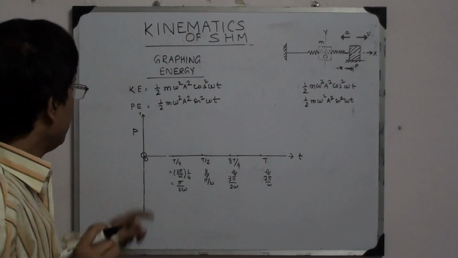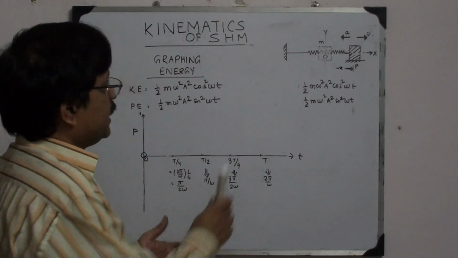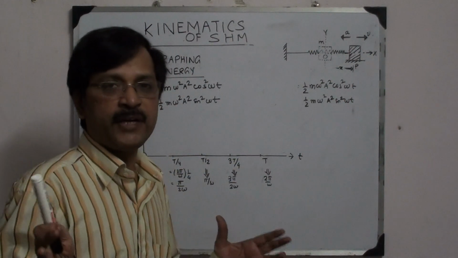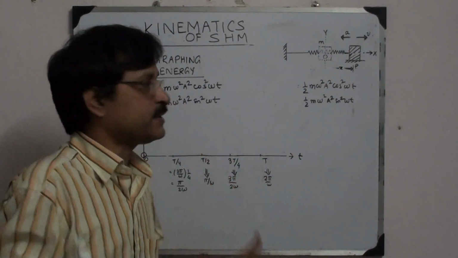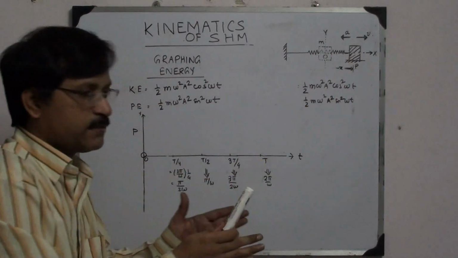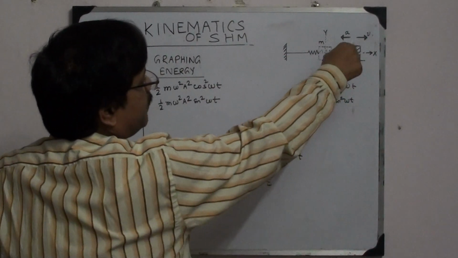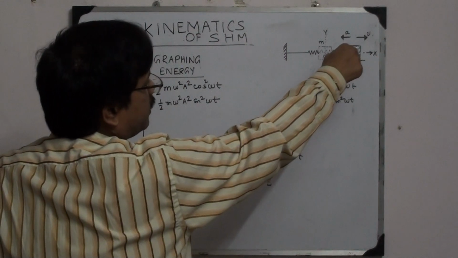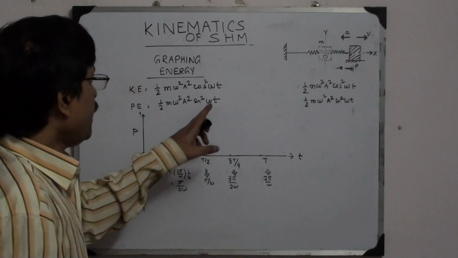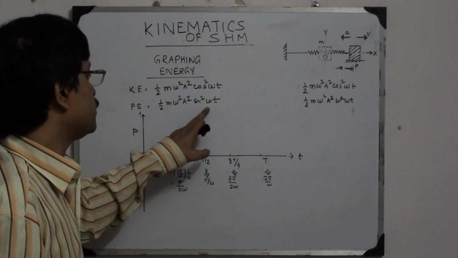What about at T by 4? What is T by 4? The T by 4 is the 1/4 of the journey, 1/4 of the total time period, or 1/4 of the cycle of SHM. So in that 1/4 cycle, the body has reached from O to P with maximum extension. And here the potential energy is maximum because there is no velocity here, the kinetic energy is 0. So at t is equal to T by 4, we expect the potential energy to be maximum.